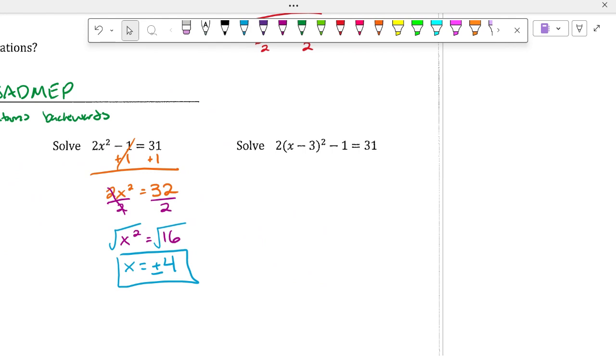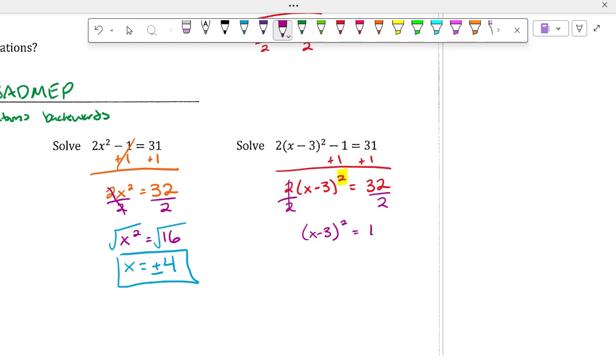Now, this next one. So think SADMEP. What would you take care of first? The minus 1. So I would add it to both sides. So I have 2 times x minus 3 all squared is equal to 32. Now, still thinking SADMEP, what would you take care of next? We would take care of the multiplication, but you would not distribute. You can't distribute because of this little square right here. So instead, how can I get rid of the 2? Divide it out. So this would be x minus 3 all squared is equal to 16.